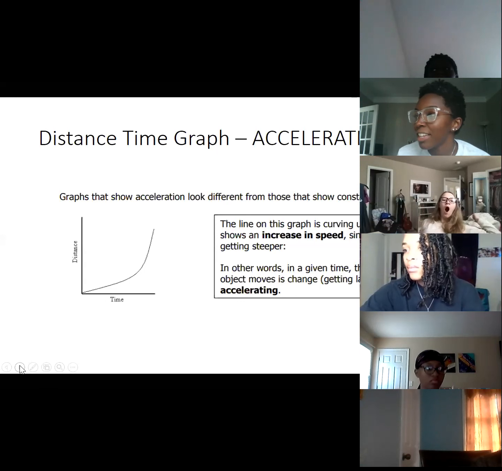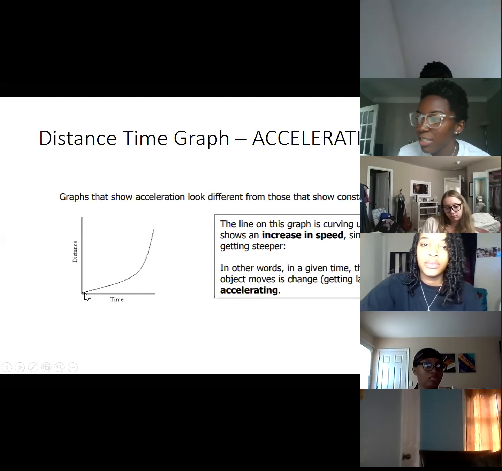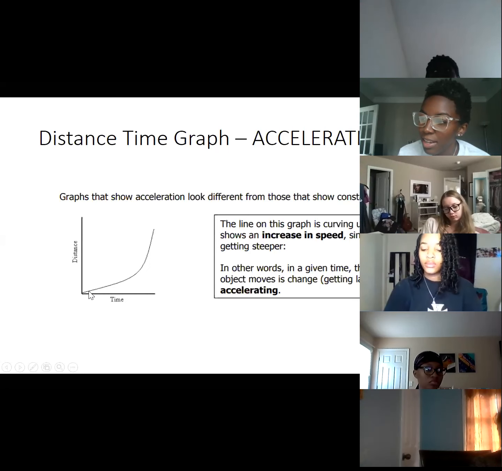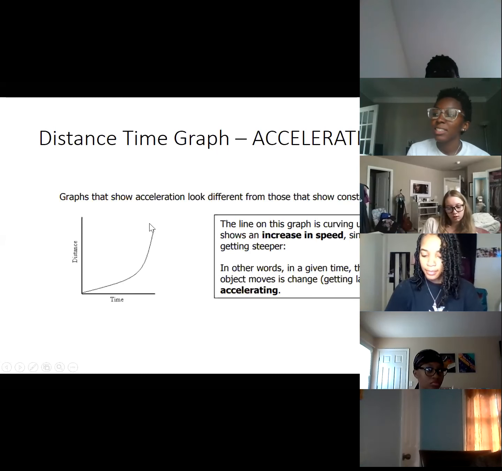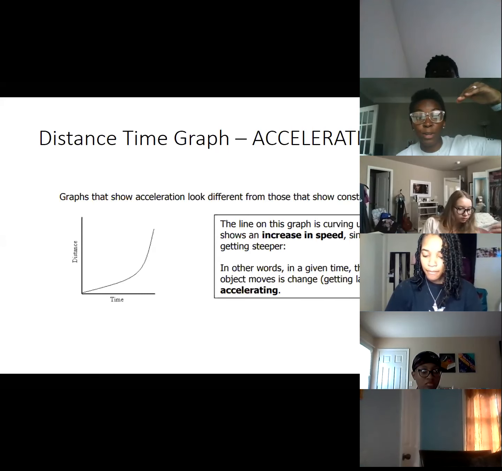If you see a line like this, this isn't a constant speed, right? Because this line is gradually getting steeper and steeper and steeper. This means it is accelerating. So imagine you are driving in a car, and you get ready to get on the interstate. So let's say you're going down the ramp.